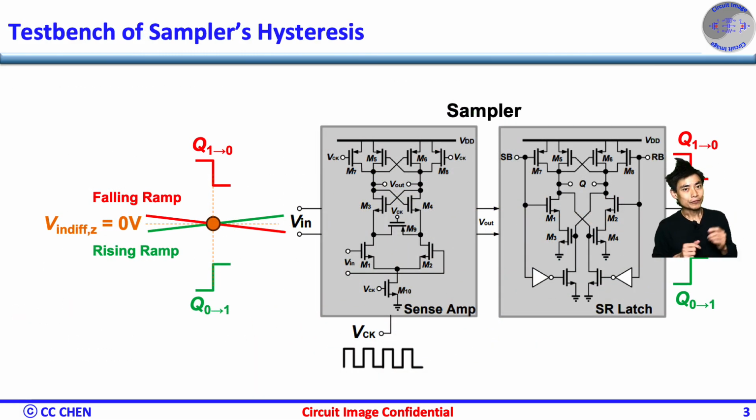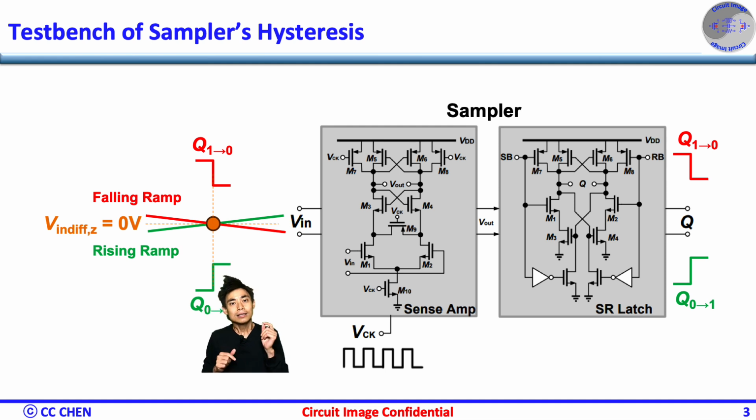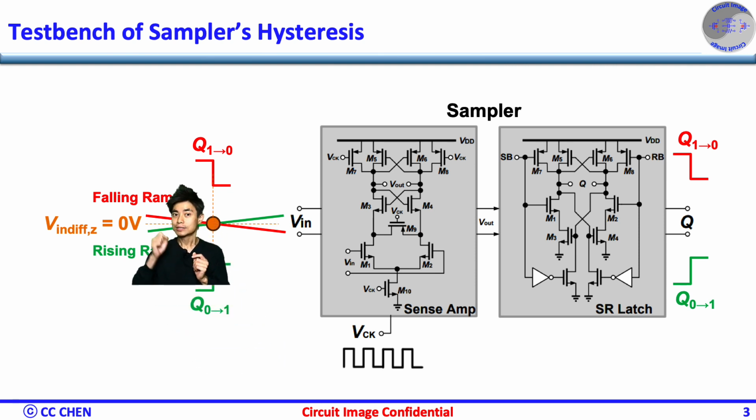Correct. The memory effect or hysteresis comes from opposite polarity, and then you can provide a very slow rising ramp and a very slow falling ramp to simulate both conditions, negative input to positive input and positive input to negative input. For an ideal sampler with a clear-out reset, see the differential output toggle from 0 to 1 right after the input just passed the differential 0 voltage from the rising ramp.